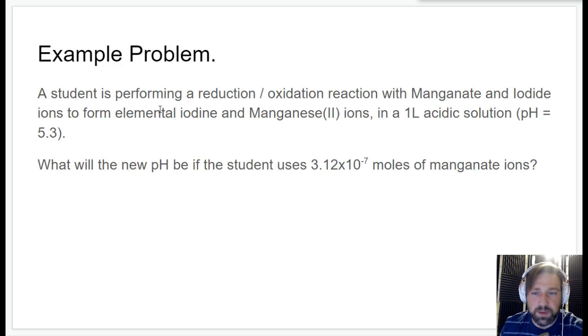All right, so here's the example problem. A student is performing a redox reaction with manganate and iodide ions to form elemental iodine and manganese 2 ions in a 1 liter acidic solution, pH 5.3. What is the new pH if the student uses 3.12 times 10 to the negative 7th moles of manganate ions?